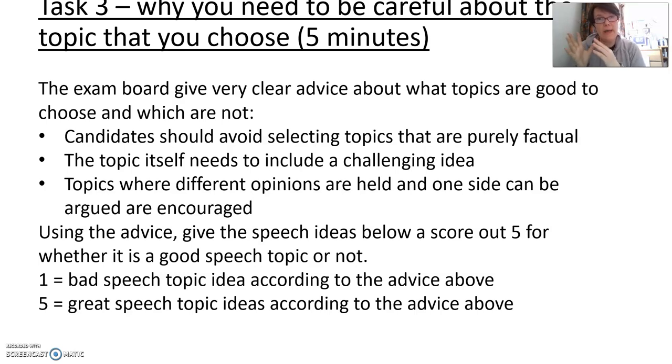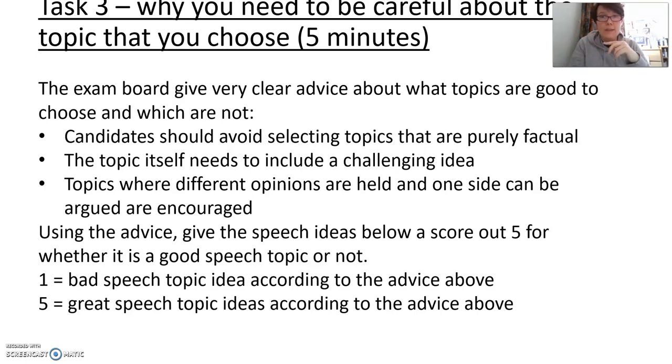These are the topics where you might have an opinion that's different from someone else's and you can argue both sides, or you might be interested in the different opinions on a topic and you can show both of them. So they are controversial topics, or ones where there's a lot of debate about what is right and what is wrong. Those are the ones that you want to be thinking of choosing.